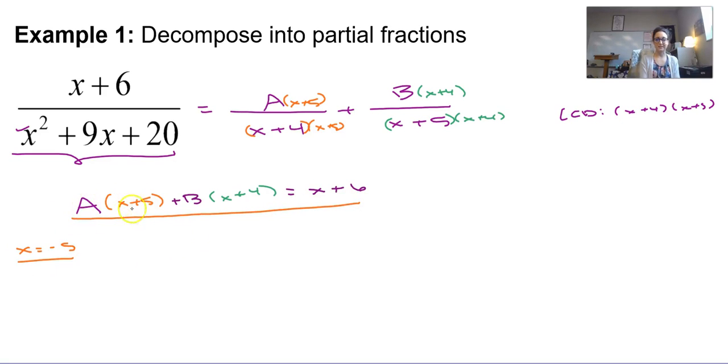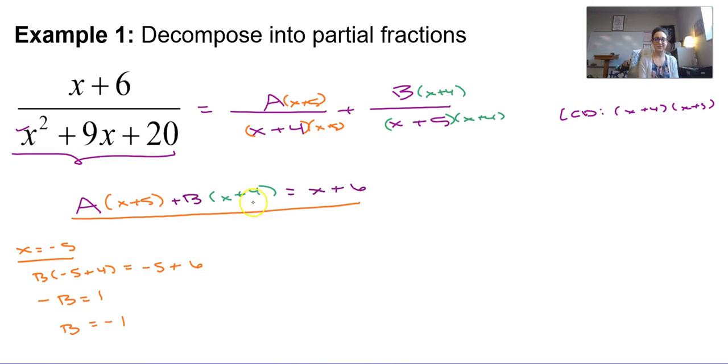So I've got a times -5 plus 5, so that's 0. I have a times 0, that goes away. Already looking good, okay? Now I've got b times -5 plus 4 equals, again x is -5, so -5 plus 6. Simplifying this, I have b times -1, which is -1b, equals -5 plus 6, which is 1. So dividing both sides by -1, I have that b is -1. Okay, I've got b. What's left to find is a.